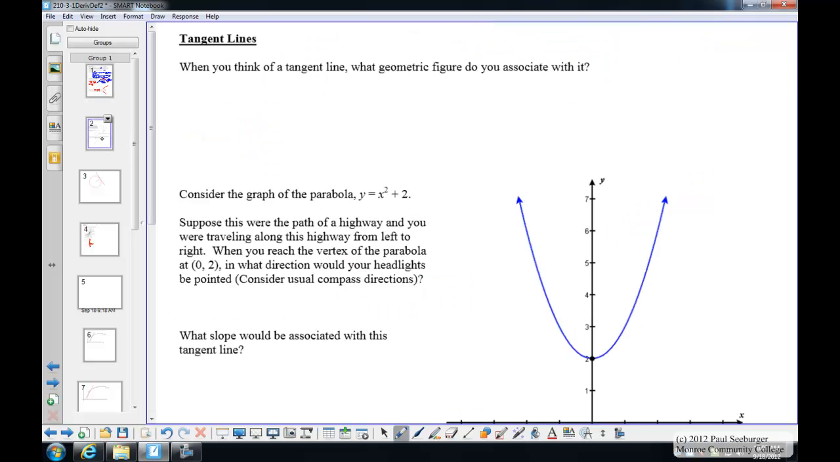Next thing on here, tangent lines. We talked a little bit about tangent lines already. In order to determine slope of a curve, we need to know the slope of its tangent line. And when you think of a tangent line from past courses before calculus, what geometric figure do you usually associate with it? Someone said it. A circle, usually, right? What's a tangent line to a circle? What's it defined to be?